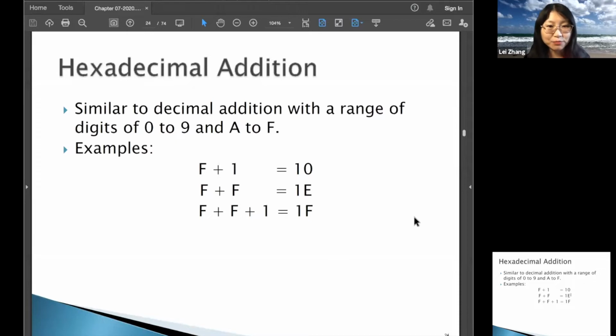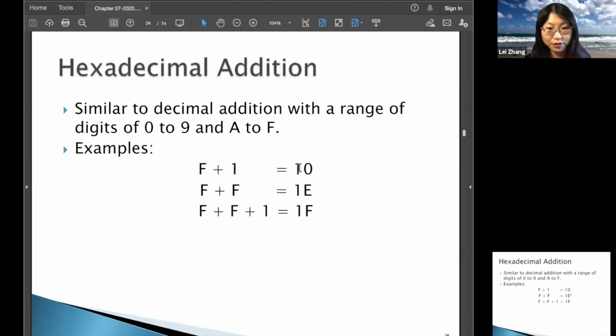Okay, hexadecimal addition. We learned how to convert hexadecimal to binary and vice versa, so we need both directions in doing hexadecimal addition. For hexadecimal, we know F is 15 in decimal. F is the biggest value that we can represent with one single hexadecimal digit. So F plus 1 will generate a carry over to the next bit.